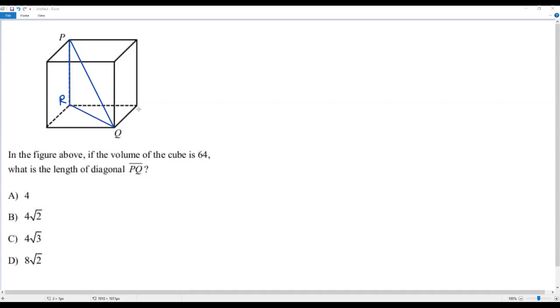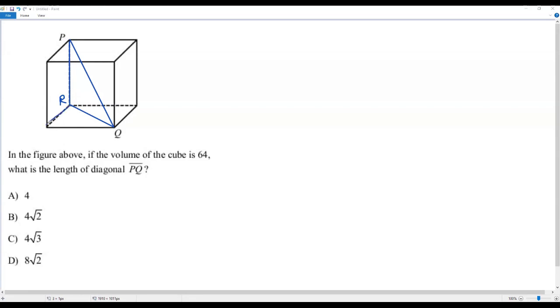Since it's a cube, each face has to be a square. I've drawn the diagonal RQ of the base. Since each face is a square, the diagonal I've drawn will divide the square base into two congruent isosceles triangles. Particularly, each isosceles triangle will be a 45, 45, 90 special right triangle. That is, here it will be 45 degrees and here it will be 45 degrees, and we'll have a right angle over here. So here we get a 45, 45, 90 special right triangle.